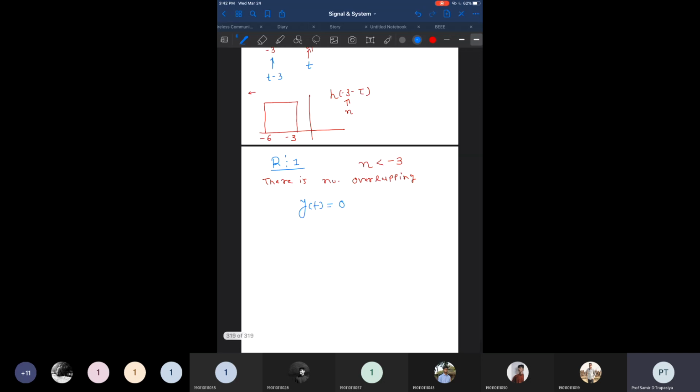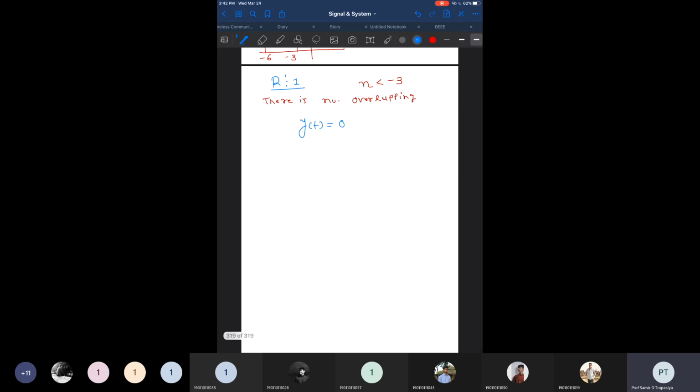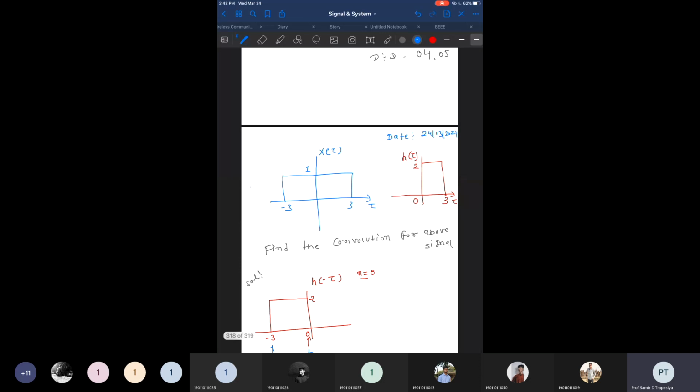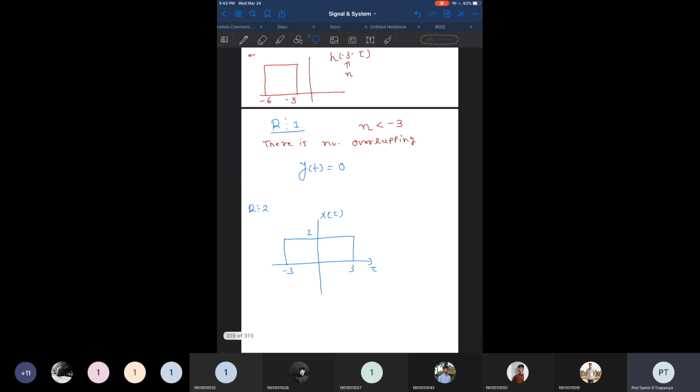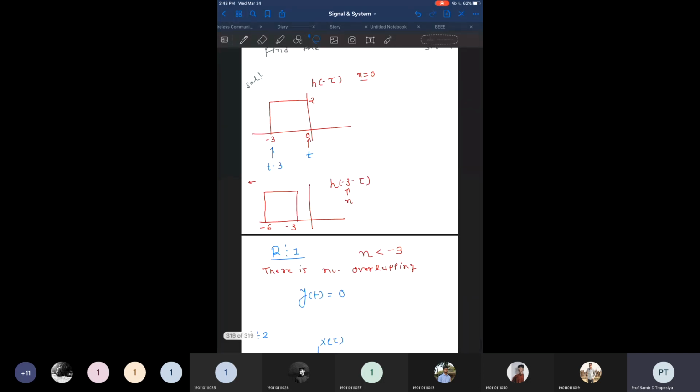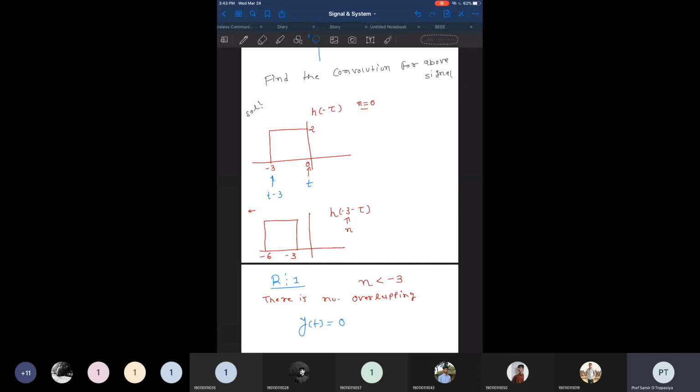Now we take the second region. For that, we need to pull back both the signals to a lower side. So here we take the signal, we copy the signal here, and we put the signal here. So this is my x of tau. Now the second signal we will pick up is this signal, h of t minus tau. We pick up the signal from here.